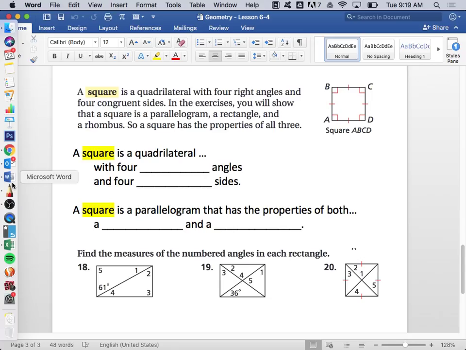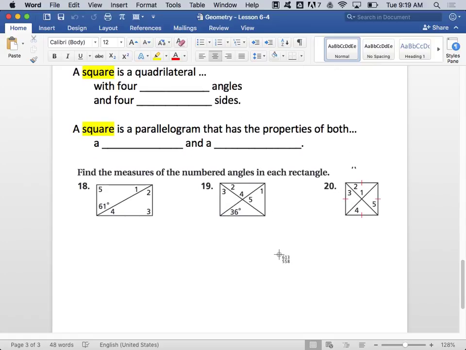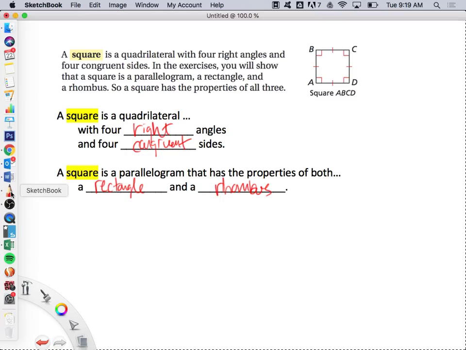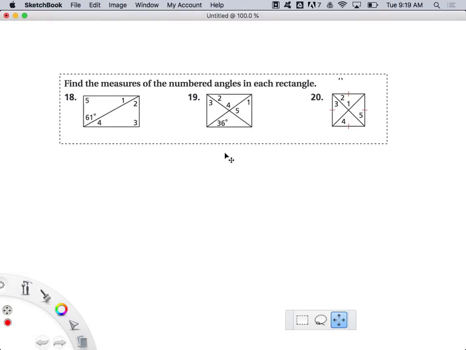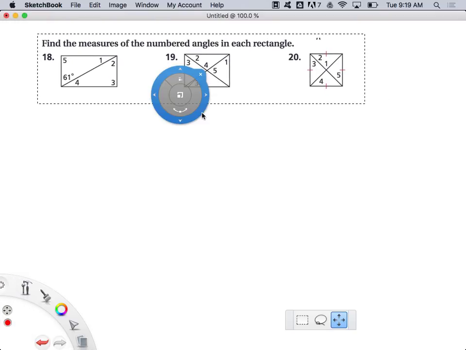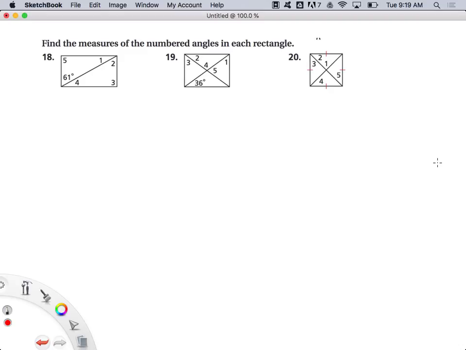All right. We're not going to do all of these. I'll just do the first one. Or let's just do, okay.